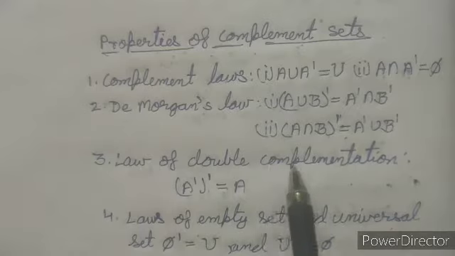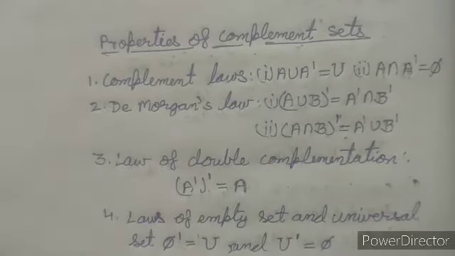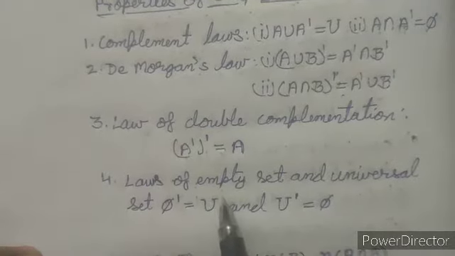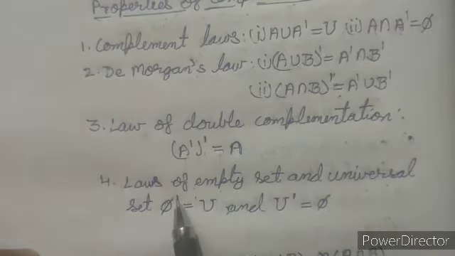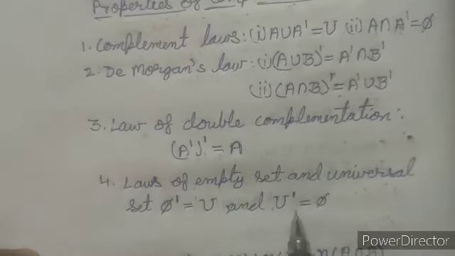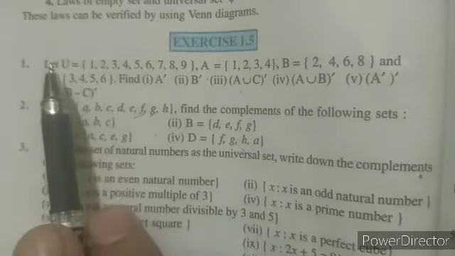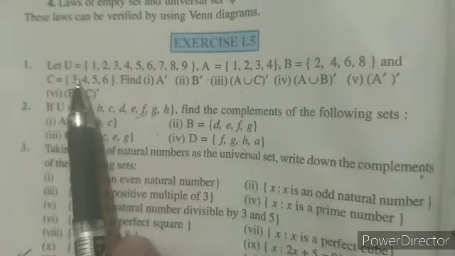Now laws of double complementation. The complement of A complement will always be equal to A. Fourth one is laws of empty set and universal set. Now the complement of a null set is always equal to the universal set and the complement of the universal set is always equal to the null set. Exercise 1.5, in our first question, universal set, set A, set B and set C are given to us.